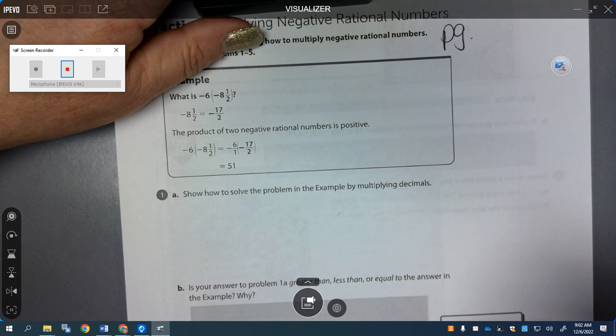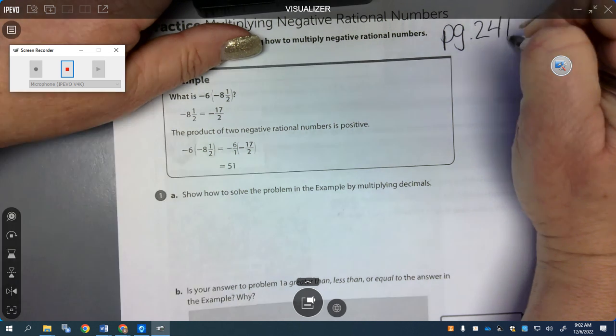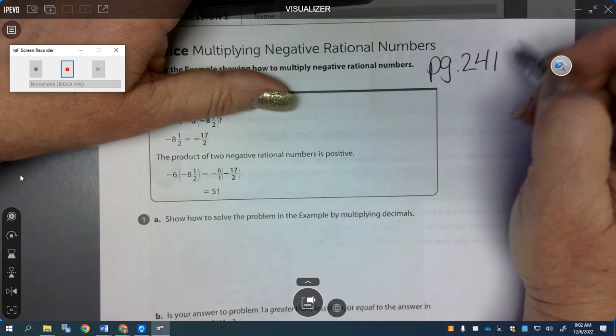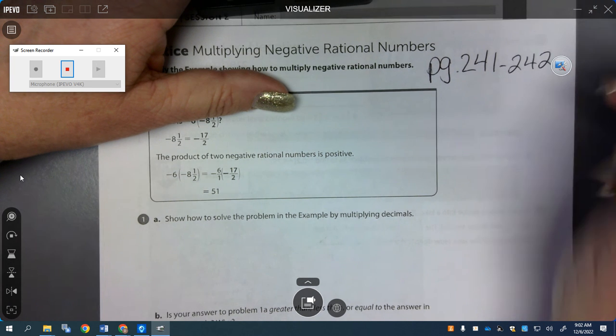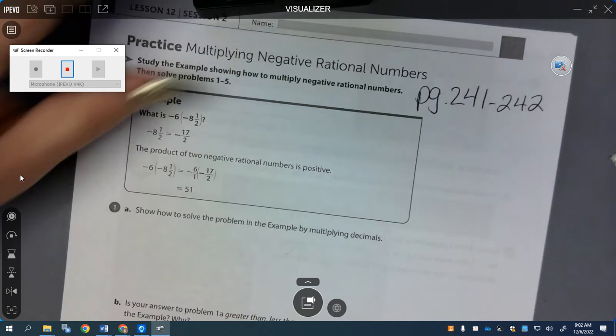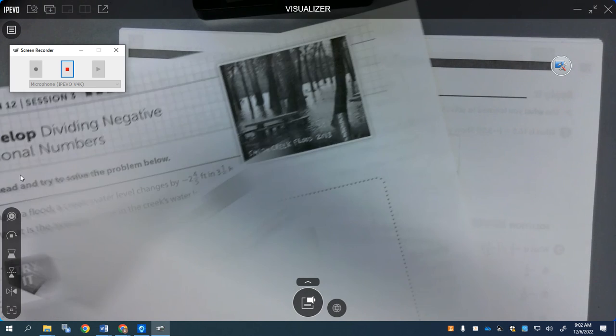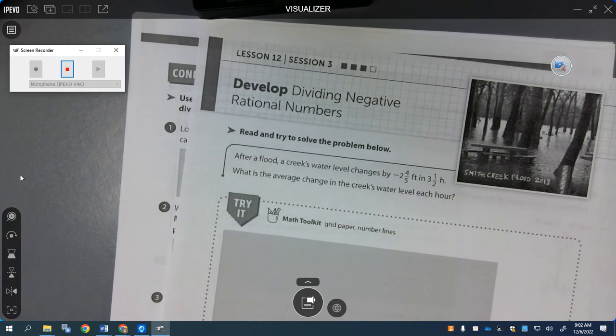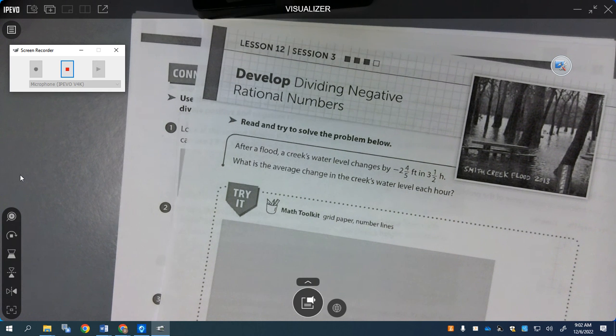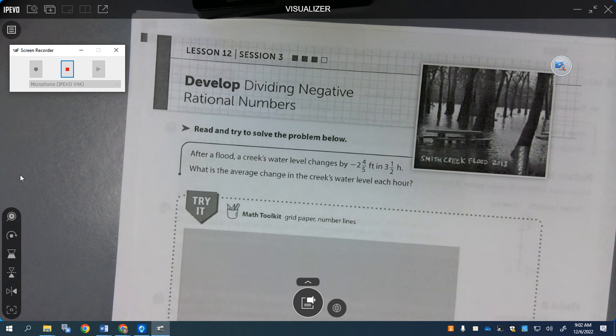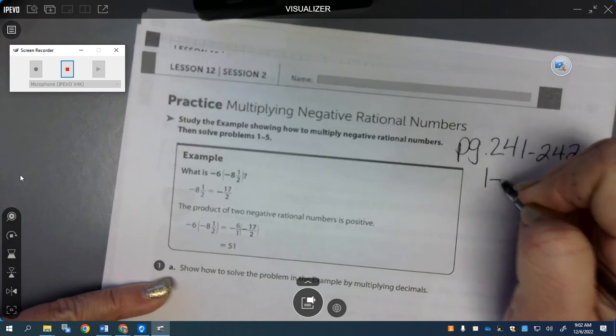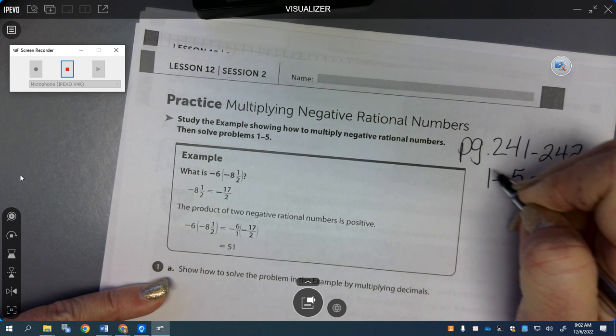All right, your homework assignment for today is looking at this, 241 to 242. I just want to make sure there was something on here that I wanted to. Yeah, I think we're okay. All right, 1 through 5 all. Okay, so that is your homework assignment.